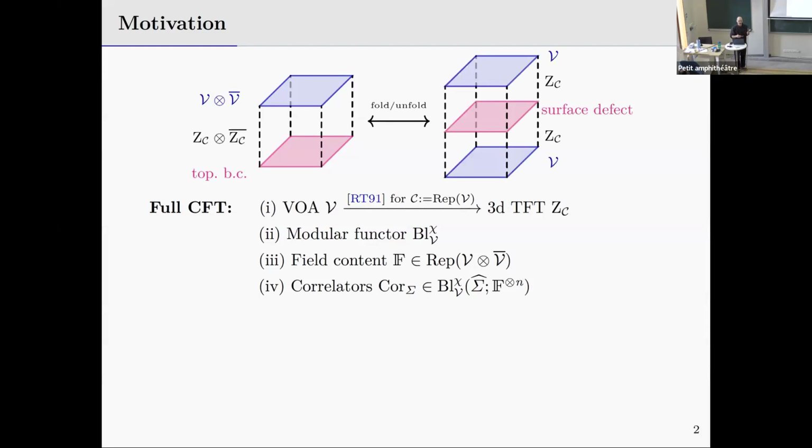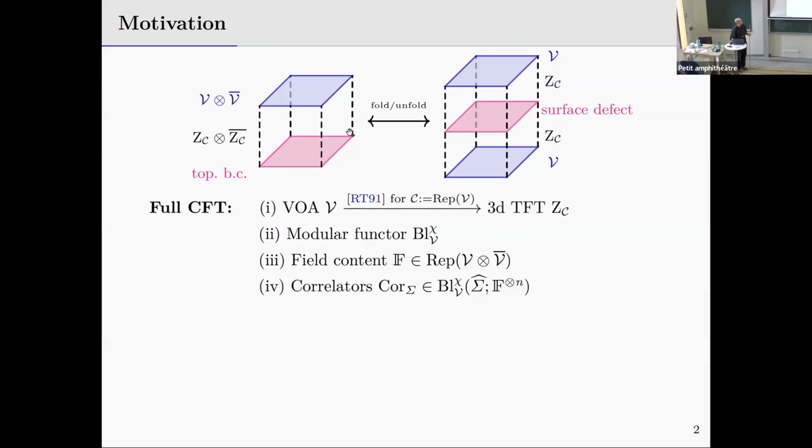So the correct picture is more or less the following. Instead of considering the picture on the left, let us first consider the picture on the right. And let me explain to you how the two are related. So we have from the VOA, we get a 3D TFT. This will have the VOA on the boundary in some sense. Then we have the 3D TFT in the bulk. Let's ignore what's going on in the middle. And then we have another VOA on the other boundary.